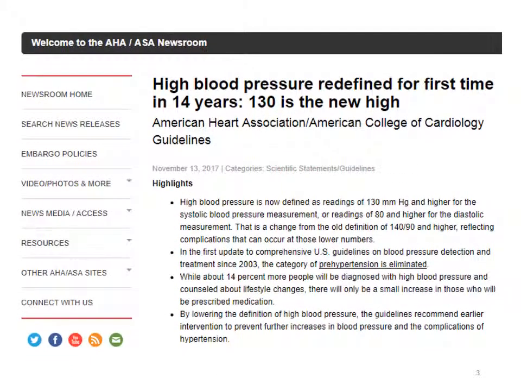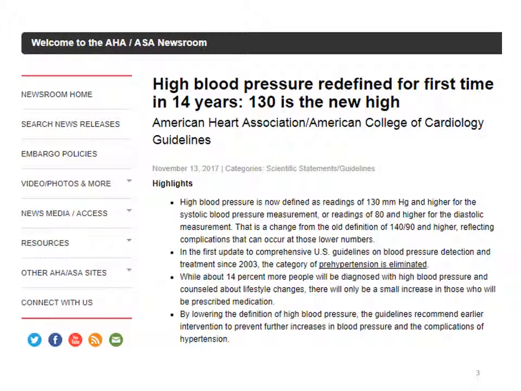But recently, in 2017, the American Heart Association and American College of Cardiology recommended that a blood pressure of 130 over 80 millimeters mercury should be considered as hypertension. With the previous definition, 1/3 of US adults would have high blood pressure, but with these new stricter guidelines, nearly half of the US adult population would be considered to have hypertension.